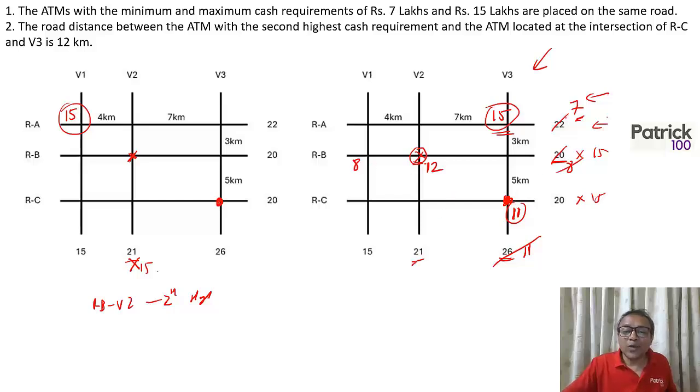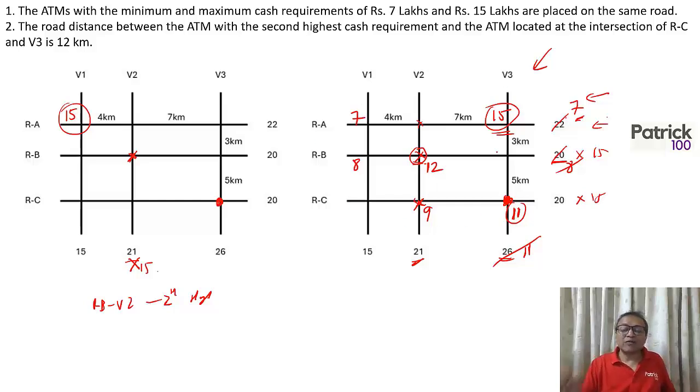Now coming to 21, there has to be 9 out here. 9 cannot come on RA V2 because there's only a 7 requirement. So 9 has to come out here. That's the only place where 9 can come. 12 plus 9 is 21. So 7 will come on RA. So I get one combination.